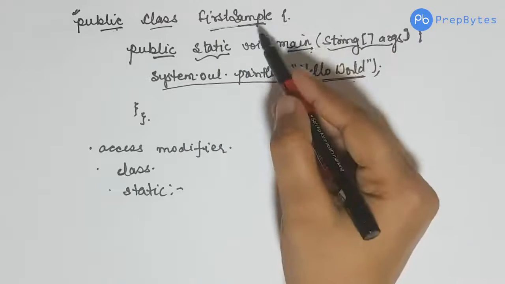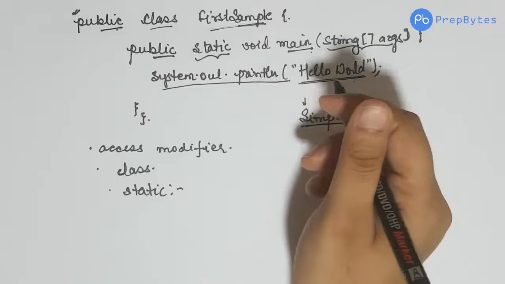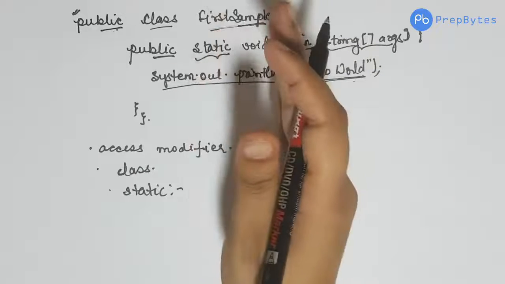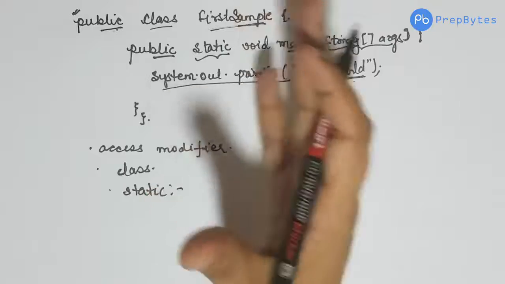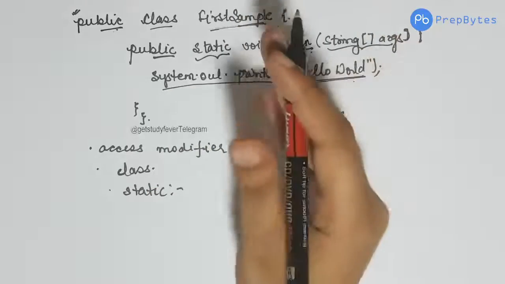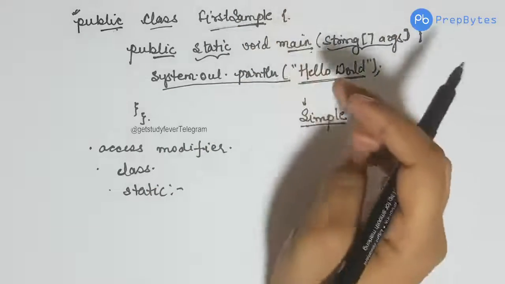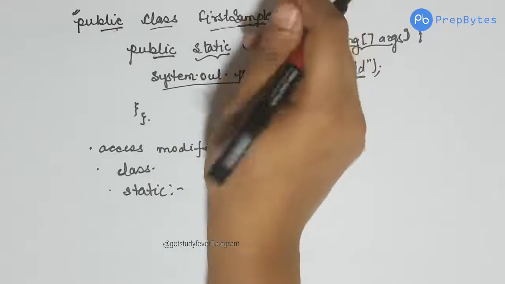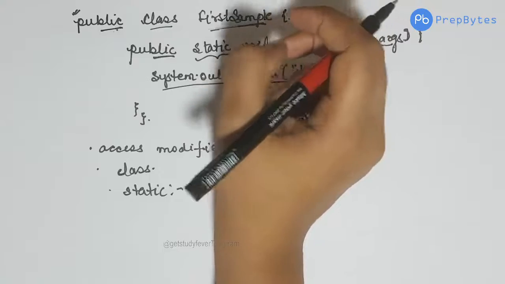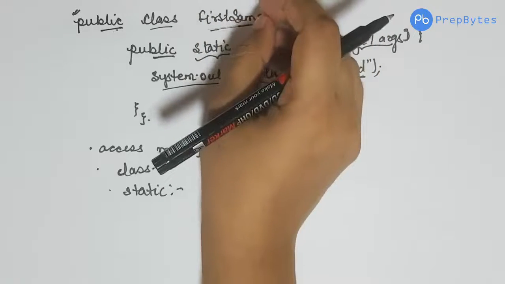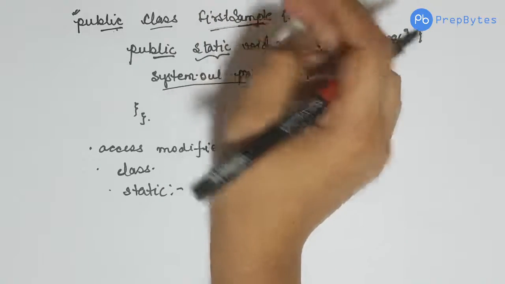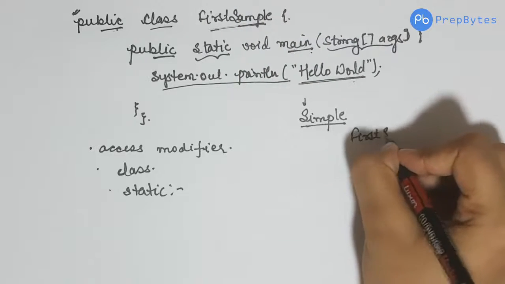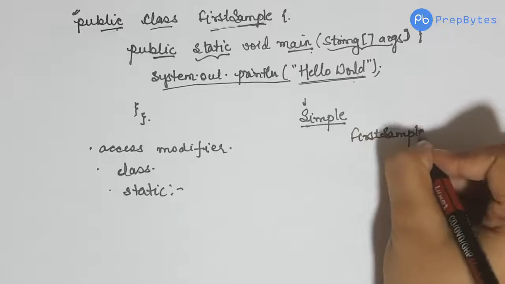Now let's say I have written this Java program. I have downloaded the JDK, I have Java installed on my system, and I have written this program in a text editor. Whenever I save a Java program, I have to save it with the name of the public class. Whatever the public class is, we have to save the program with the name of that public class only. So this program will be saved as FirstSample.java.